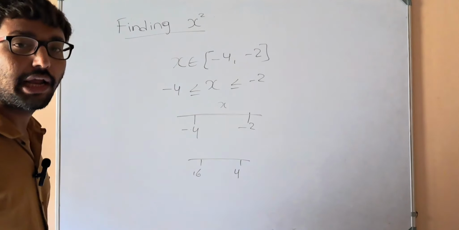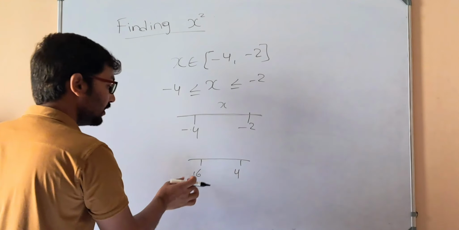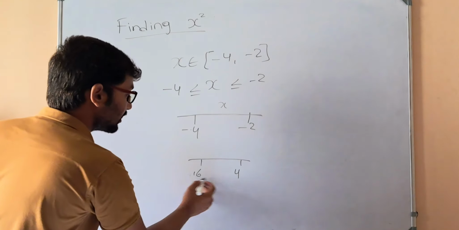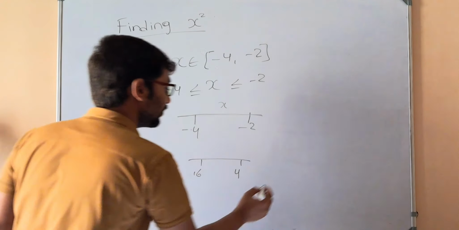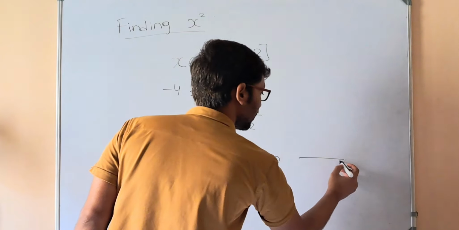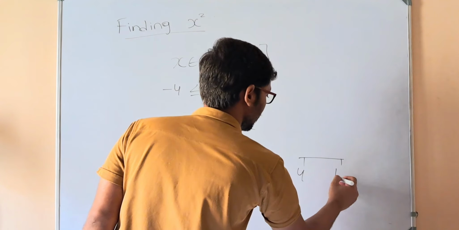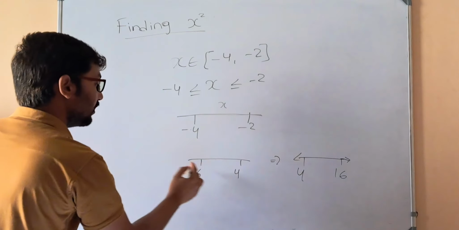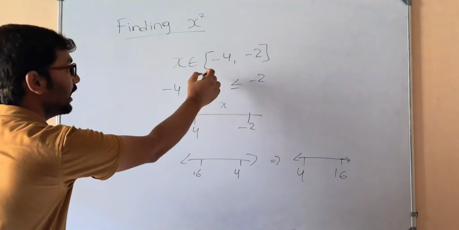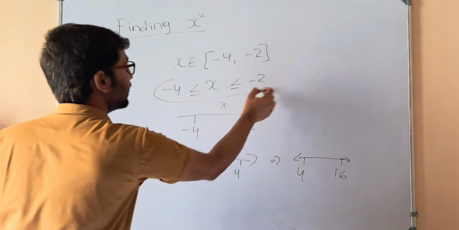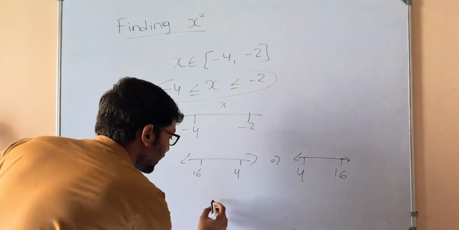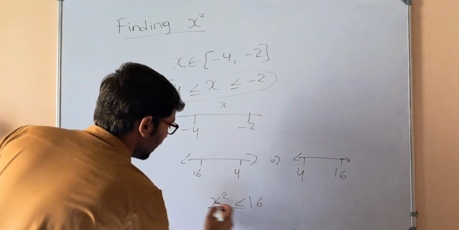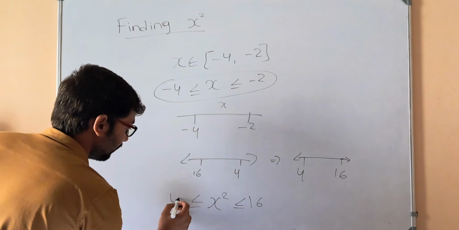Now in the number line, the small value comes first and the greater value comes after that, right? But here it is 16 to 4. So this is wrong, and we have to interchange this. So that is 4 to 16. This is the proper representation on the number line. So here it was wrong. That's why when I square this, I get x square less than or equal to 16 and greater than or equal to 4.